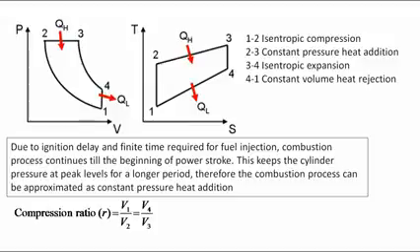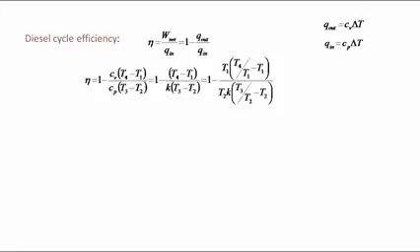Compression ratio R is equal to V1 by V2, also equal to V4 by V3, and cutoff ratio RC is equal to V3 by V2, and expansion ratio RE is equal to V4 by V3. Diesel cycle efficiency, eta, is equal to net work done by heat input given, which can also be written as 1 minus Q out by Q in. Eta is equal to 1 minus Cv into (T4 minus T1) by Cp into (T3 minus T2). That is equal to 1 minus (T4 minus T1) by K into (T3 minus T2), that is equal to 1 minus T1 of (T4 by T1 minus 1) by K T2 of (T3 by T2 minus 1).